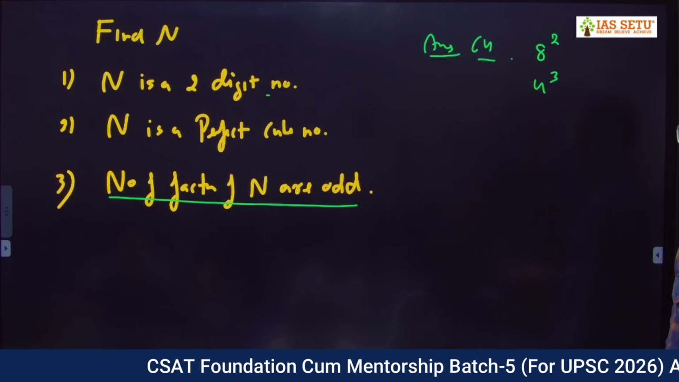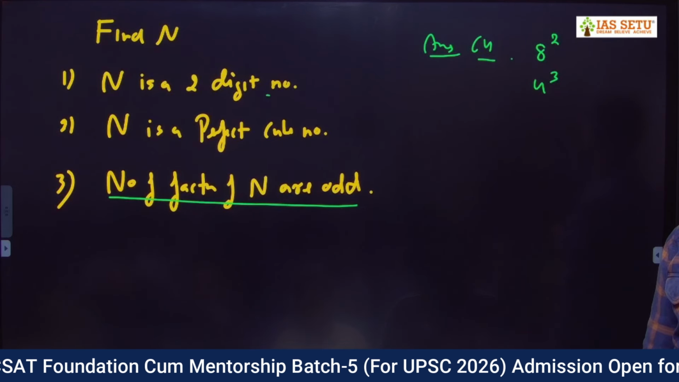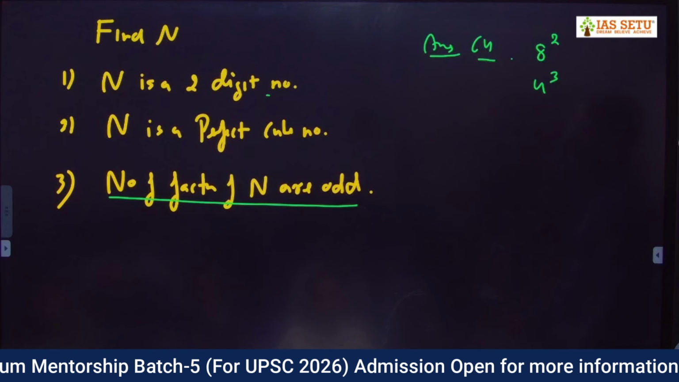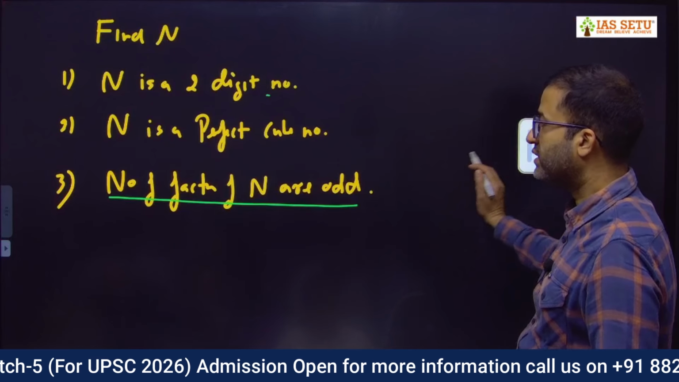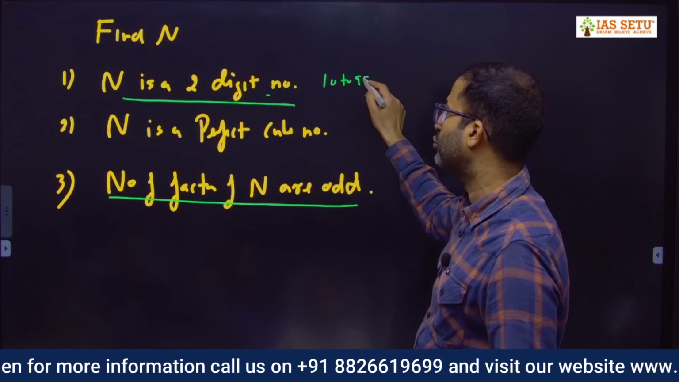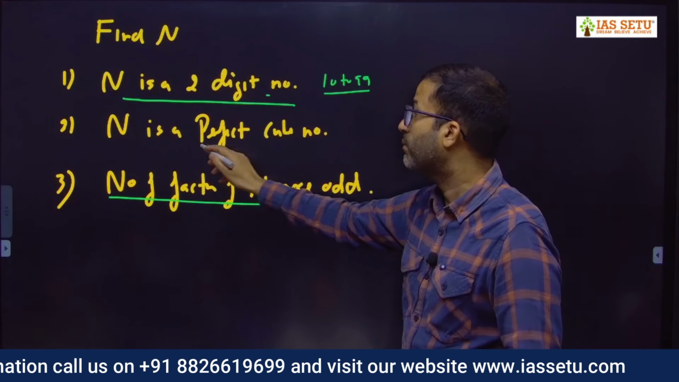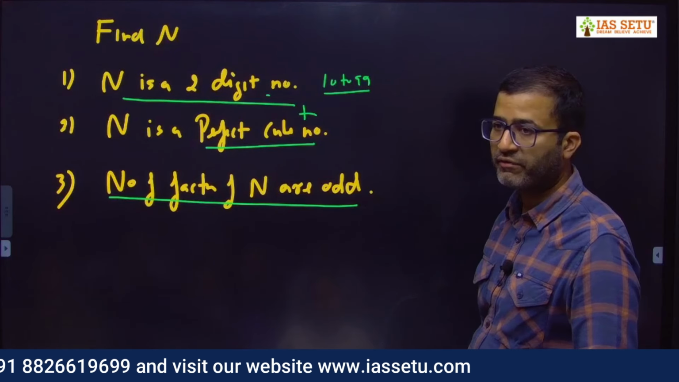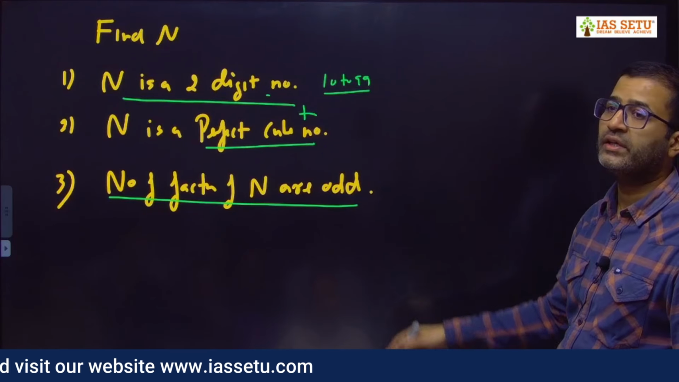So if you know this factual information, you can directly give me the answer. The answer is 64. But I don't know. Since it is mentioned n is a 2-digit number, but a 2-digit number can be any number from 10 to 99, I can't check all. But a plus condition is n is a perfect cube number also. So tell me perfect cube numbers.